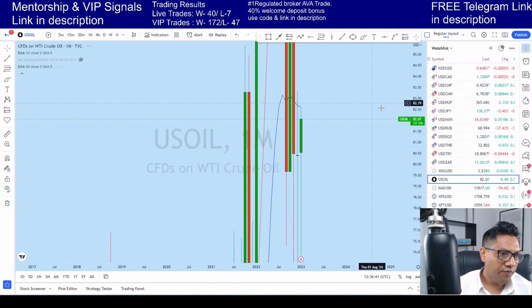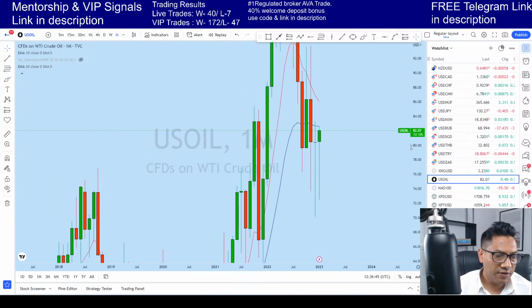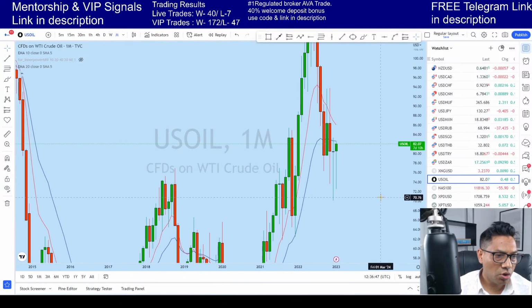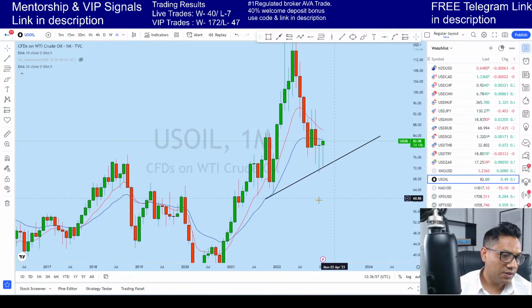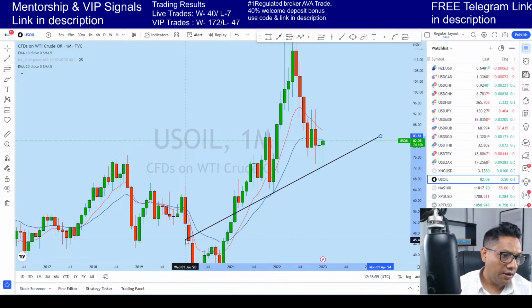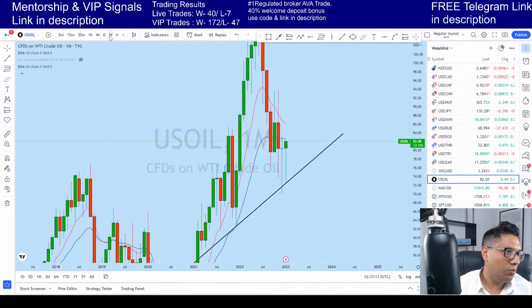Looking first of all at the monthly perspective on US oil, we see that it is a long-term bullish market. From this support zone on US oil, the price created a higher low. This current monthly candle couldn't break the previous monthly low, and then it created this big monthly bullish candle.